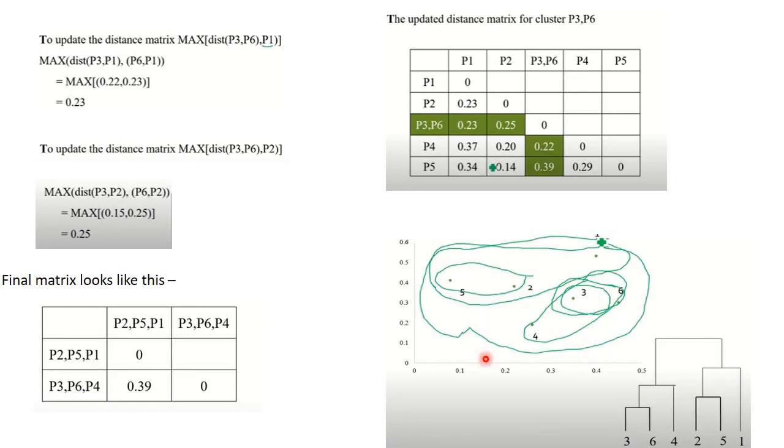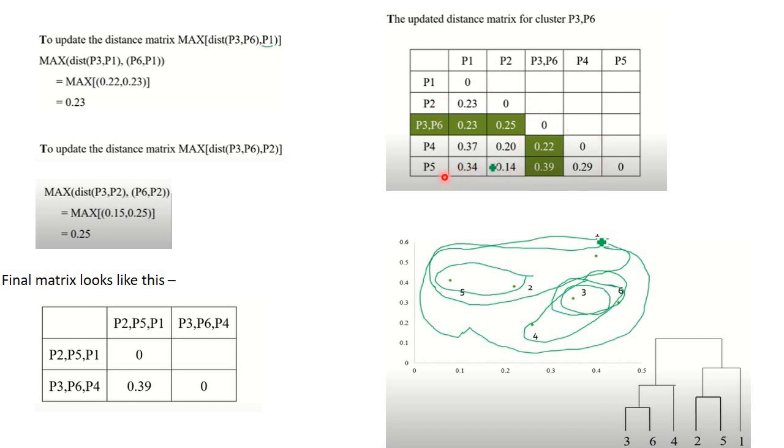So we find the maximum between the newly formed cluster and other data objects, and then we put those values in the box. So we progress like this. Next, once again, I have to find the minimal value here in the lower half, that is 0.14.